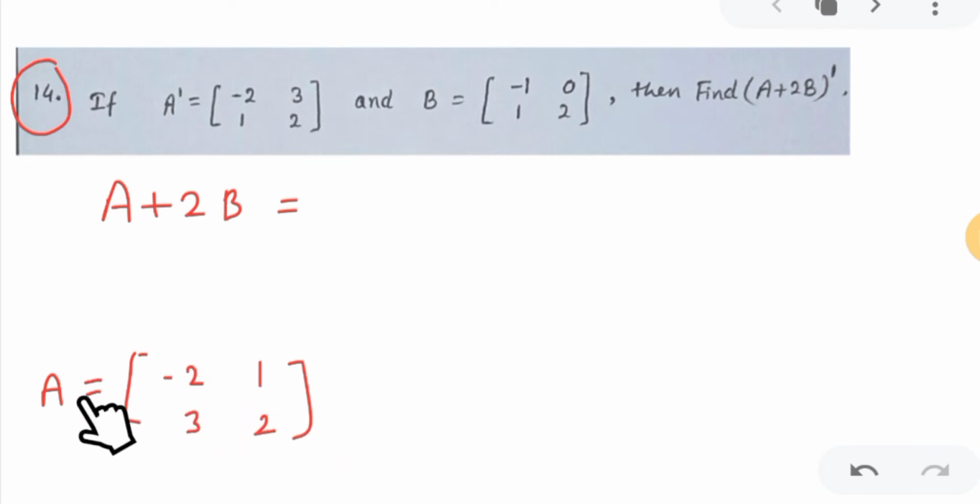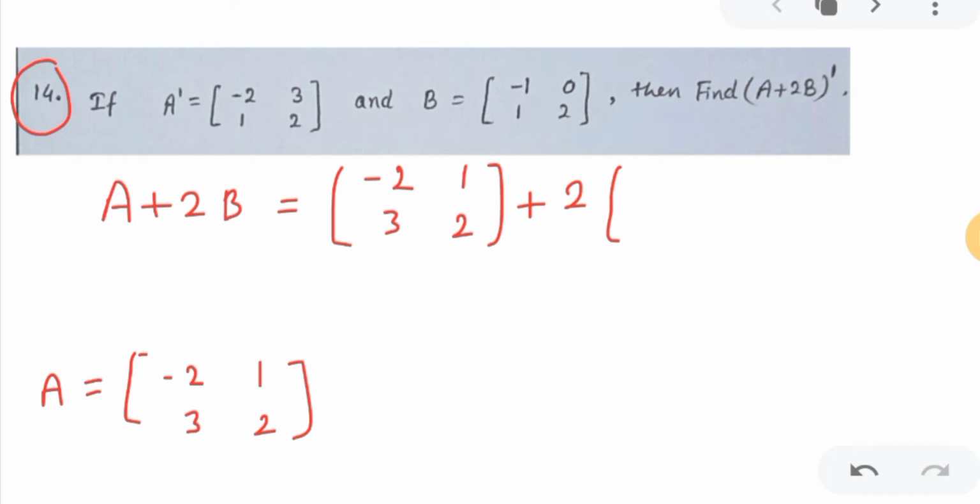So I will use this A here. Using this, A plus 2B: A means [-2, 1; 3, 2] plus 2 into B. B is given. This is not A, this is A transpose, correct? So we have to find A first. So A will be [-2, 1; 3, 2], correct? And B is given. This is B. So you have to take care whether it is A transpose or B, correct? So B is [-1, 0; 1, 2], correct?